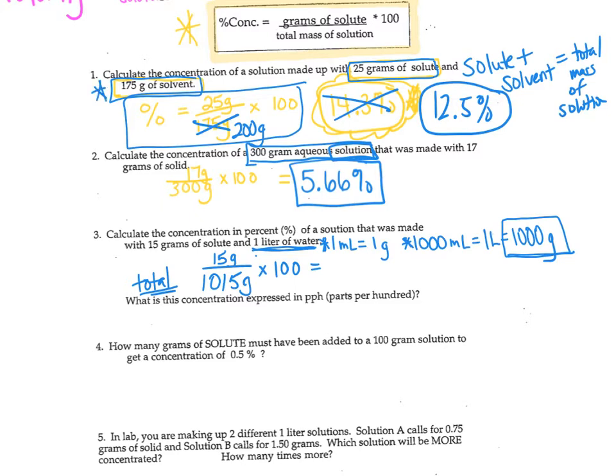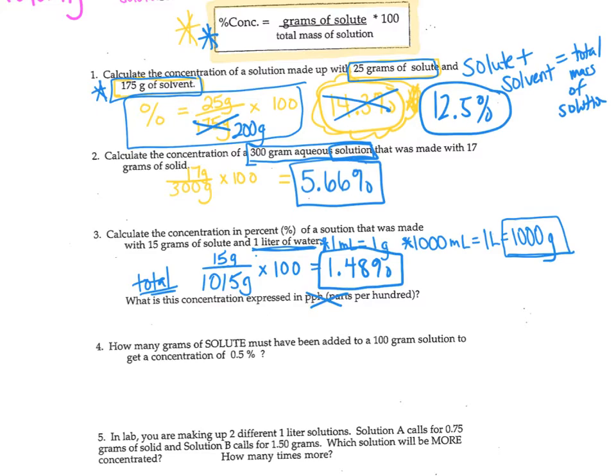So going back to number 3, if I take 15 and divide it by 1,015 and then multiply by 100, I should get an answer of 1.48% for number 3. I'm not going to have you worry anything about parts per 100. I want us to just focus on this calculation right here.